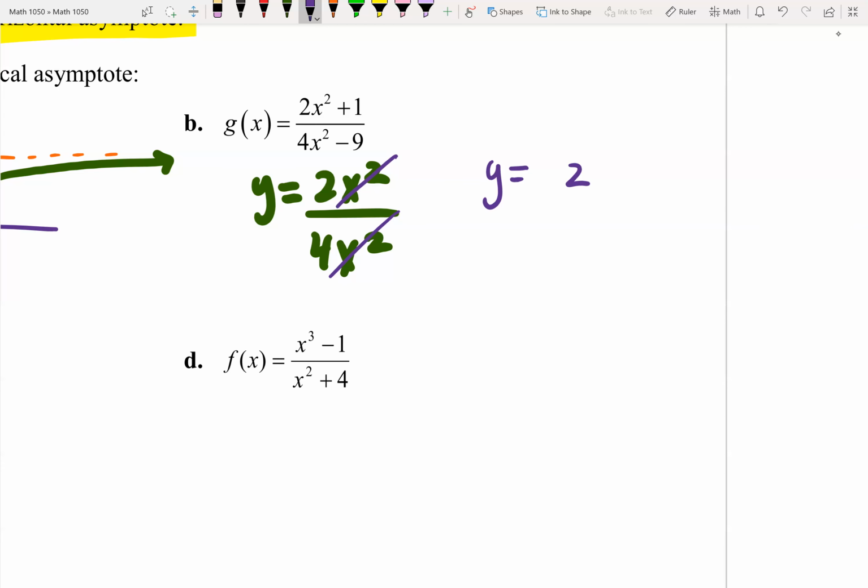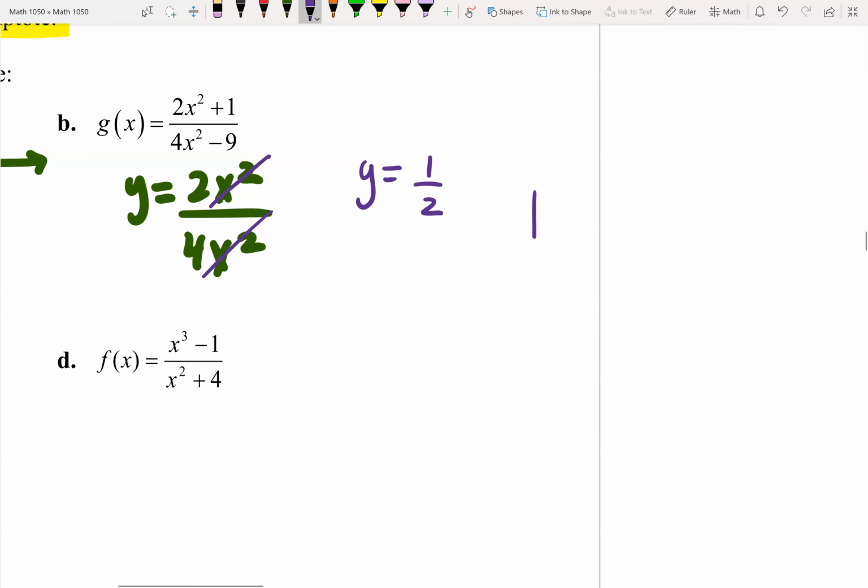It's not 2. 2 is a very common error, so be careful. It is 1/2. Good. Let's draw a very quick sketch, okay? XY axis, up to a 1, halfway up, dash a line, but leave your middle open.